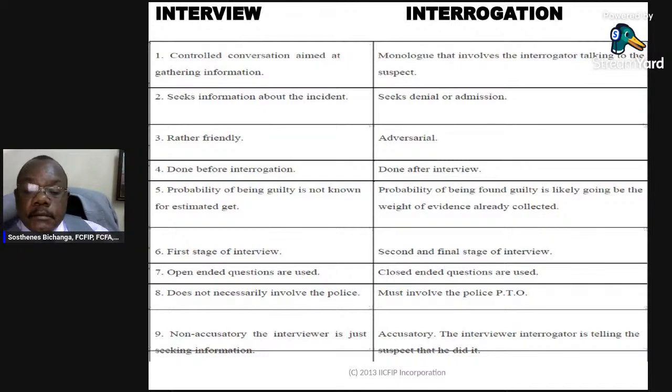Number 9, interviewing is non-accusatory. The interviewer is just seeking information. He's not accusing anyone. But interrogation is accusatory, meaning what? The interviewer or interrogator is telling the suspect that he did it. He is the one who did it, and therefore needs to confess and give further information and even other reasons why he had to perpetrate the crime.